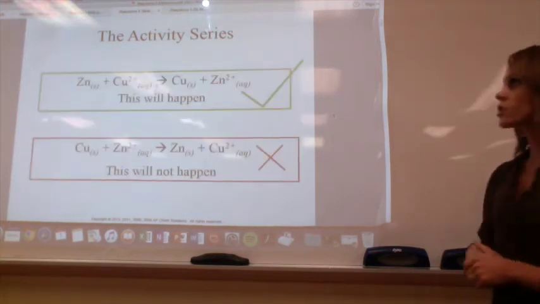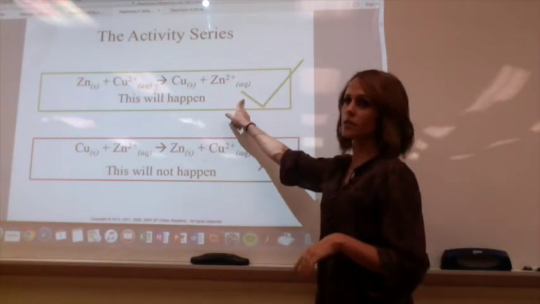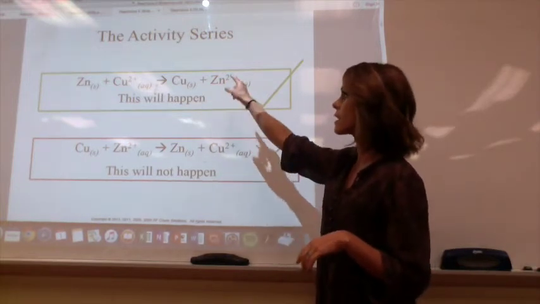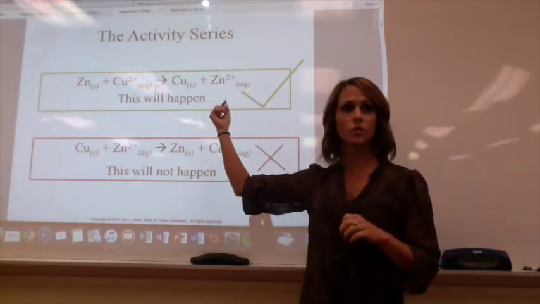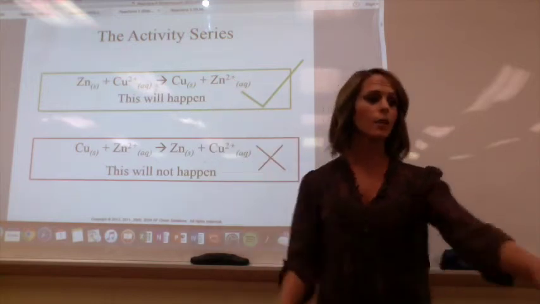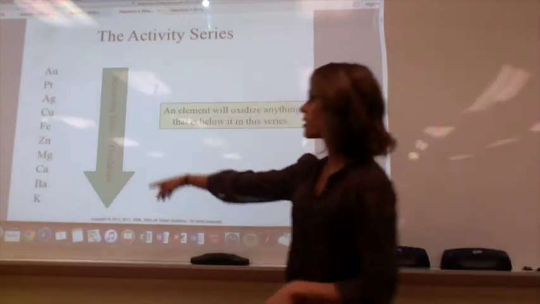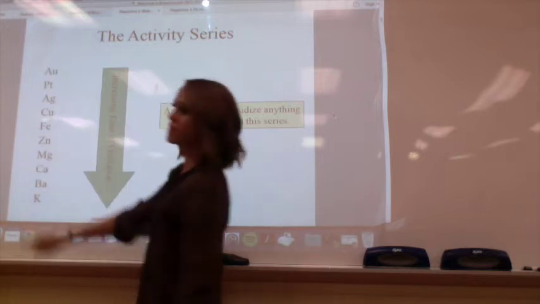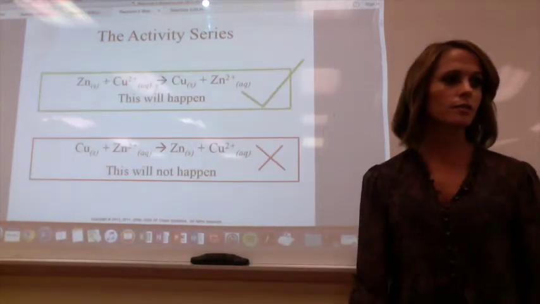So this slide is just showing you, if you look at your activity series and you flip back, zinc goes to the +2 state, it gets oxidized. Copper in the +2 gets reduced, goes to the 0 state. That does happen. If you look here, zinc is here, copper's here. So copper gets reduced, zinc gets oxidized, just like I said to you, right?